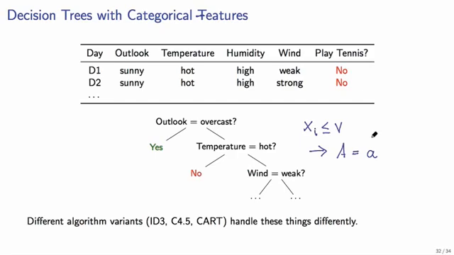It's important to note that categorical features are handled very differently by some algorithm variants. In this lecture, we discussed the CART, or classification and regression trees, which feature binary splits. In ID3, for example, multi-way splits are possible as well.